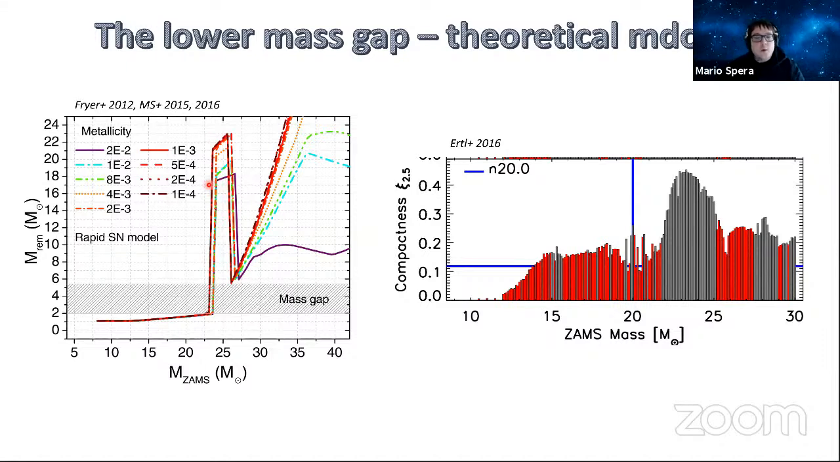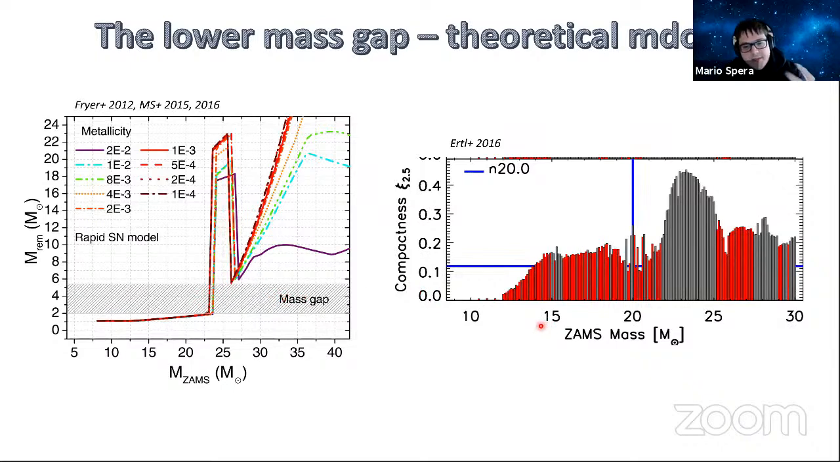And this is what you see here in the left-hand plot, which shows the compact remnant mass as a function of the initial mass of the star when the rapid supernova explosion model is adopted. The rapid model creates a peak here of massive black holes, and of course this creates a gap down here.